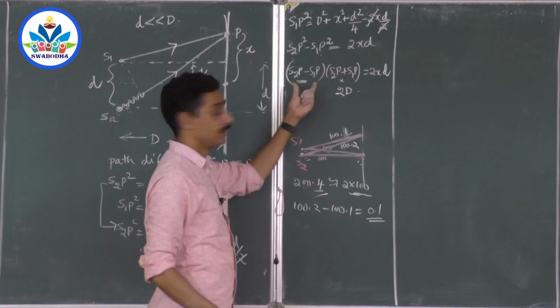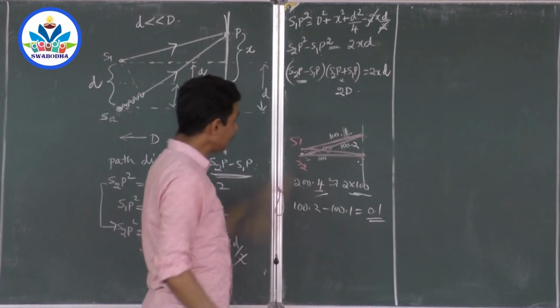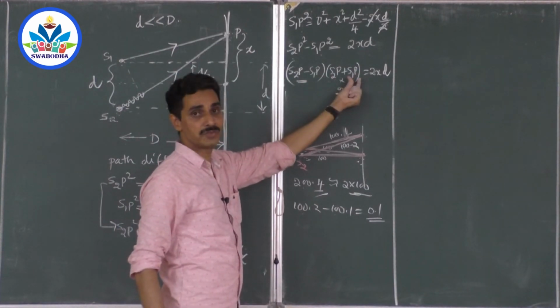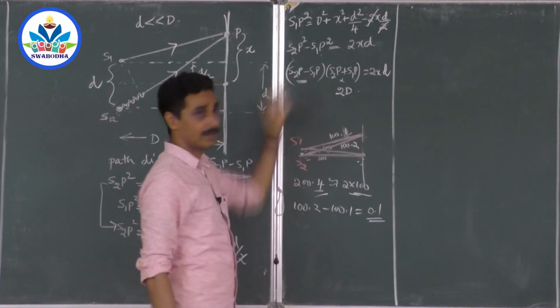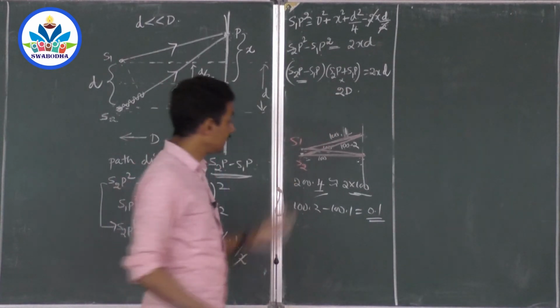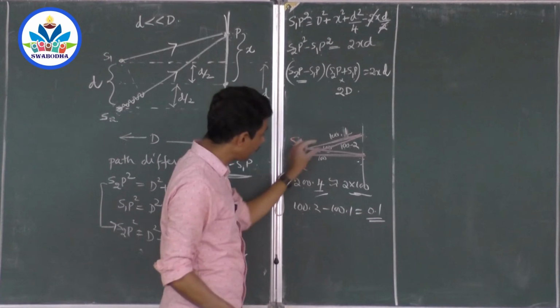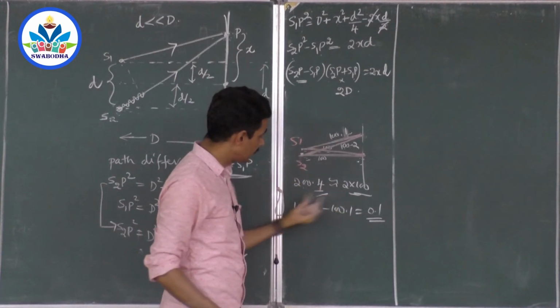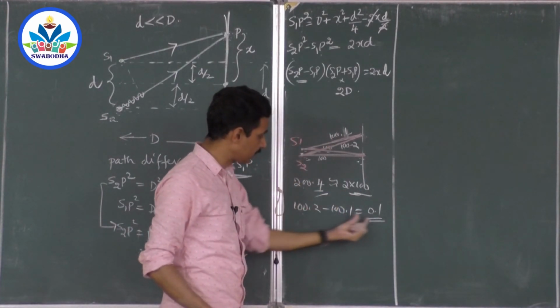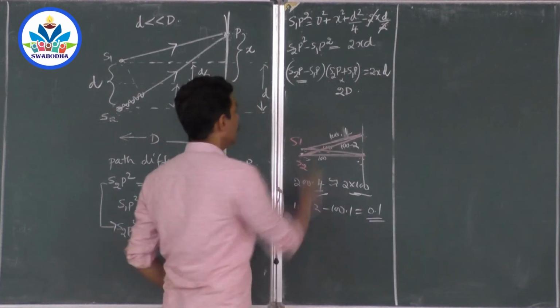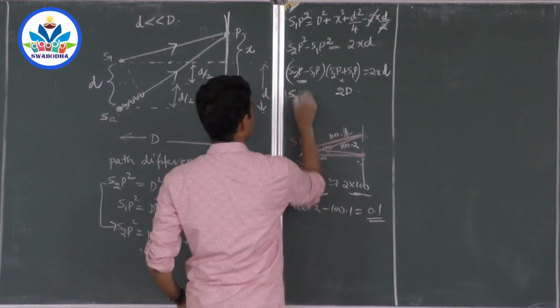What about this one? Now sir, you have taken this as almost D and this as almost D. D plus D, 2D. What about here? D minus D, 0? No, it is not that. That difference is important, because 100.2 minus 100.1 is 0.1. It is not 0. So this is taken as it is.